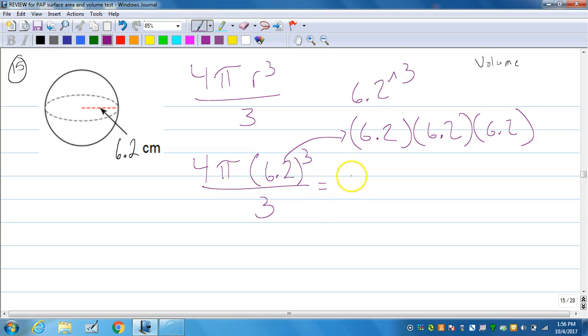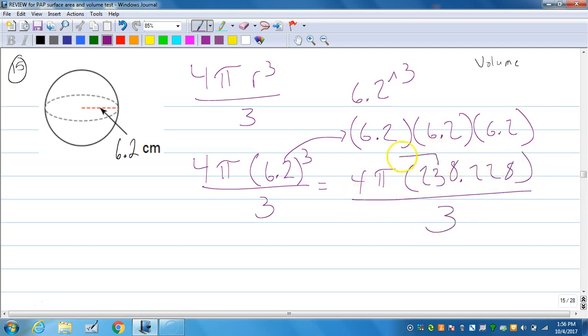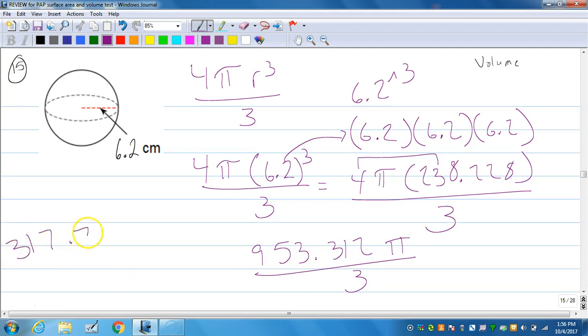And you're going to get 4 pi, and 6.2 to the third power is 238.228. All that divided by 3. You multiply these two numbers, and it gives you 953.312 pi. Divide these numbers by 3, and you're going to end up with 317.771 pi. Usually we don't have so many decimals when we do pi, but in this question it does, so I'm assuming one of your test questions does too.